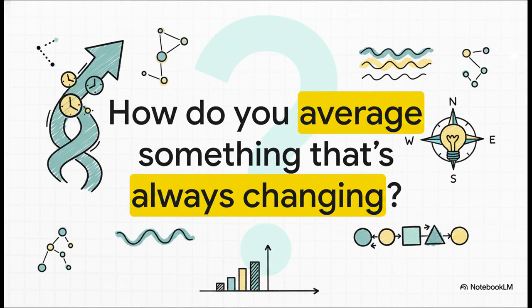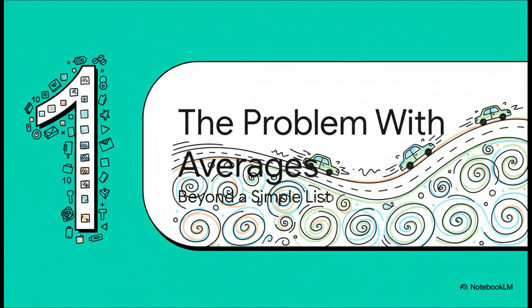I mean, really think about that for a second. How do you find one single true average for something that's in constant motion? It feels like a basic question, right? But wrestling with this idea is what unlocked everything from figuring out how planets move to, well, building our entire modern world. So let's break this down.